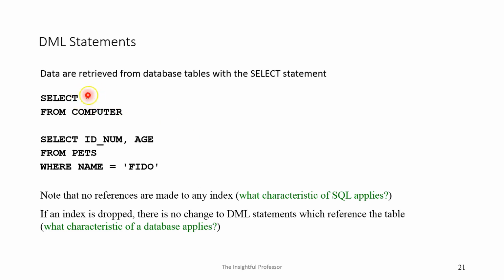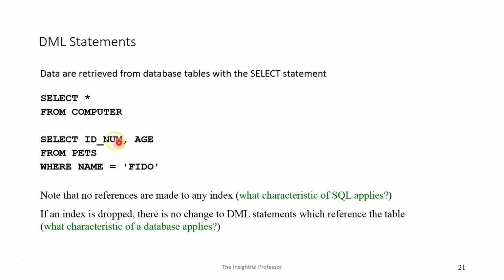Select asterisk says, give me all of the columns. You're going to get entire rows. Which rows will you get? Well, after you identify the table from which the rows will be retrieved, you can include a where clause. If you omit a where clause, you get all of the rows from this table. That's the notion of set-level processing that we've described previously.